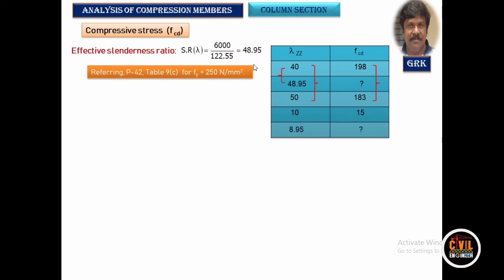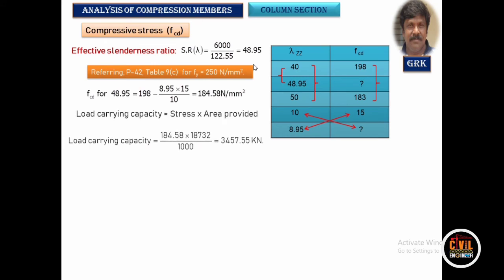So what are the things I am showing? It is self-explanatory and you know very well how to get all these things. So FCD value is 184.58 Newton per millimeter square. The load carrying capacity of this member is 3457.55 kilonewton and the safe load is 2305 kilonewton.